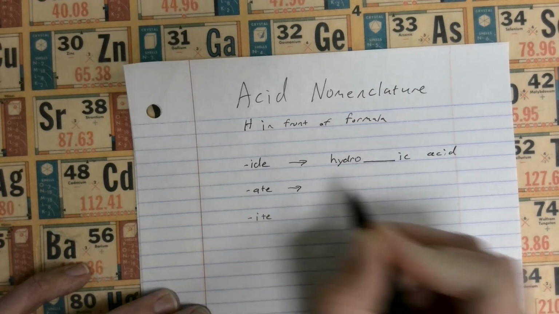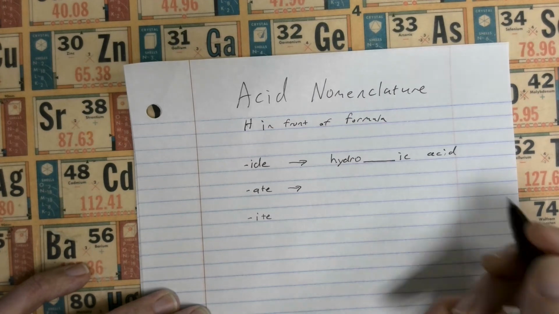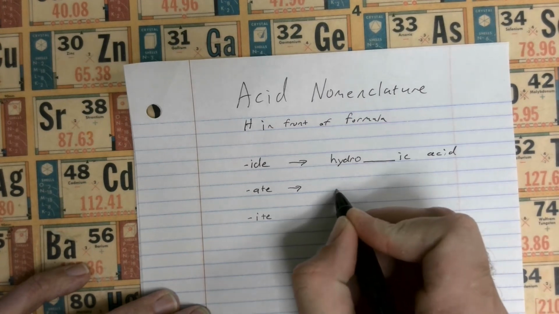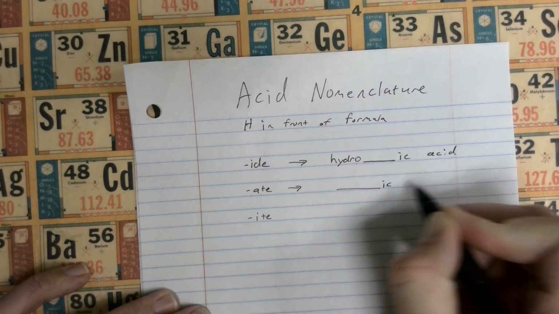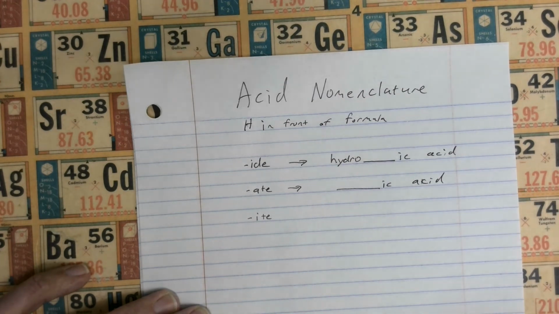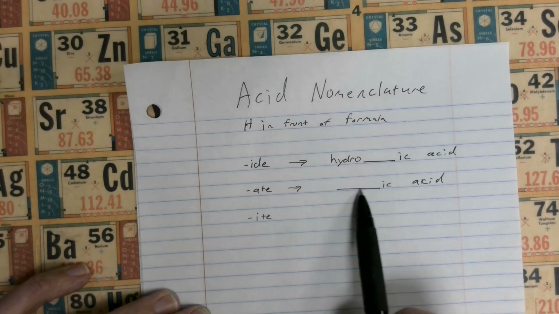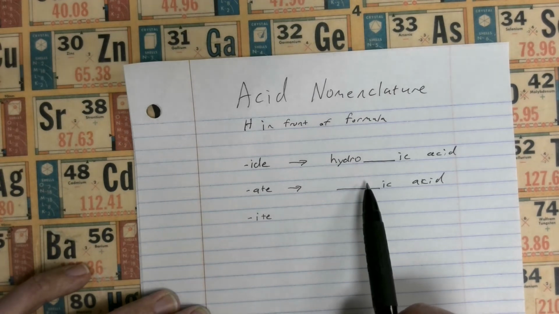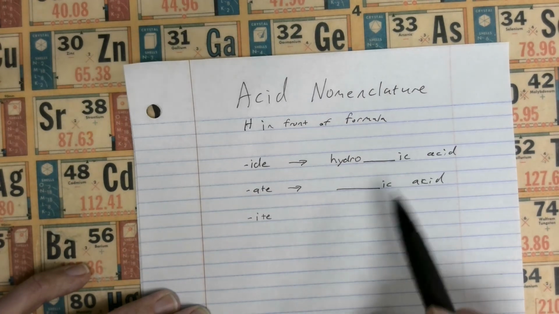If it's "ate," then we will just call it blank ic acid. So sulfate turns into sulfuric acid. Phosphate turns into phosphoric acid. Acetate turns into acetic acid, and so on. Again, the blank will be the root of whatever element or polyatomic ion we're talking about.